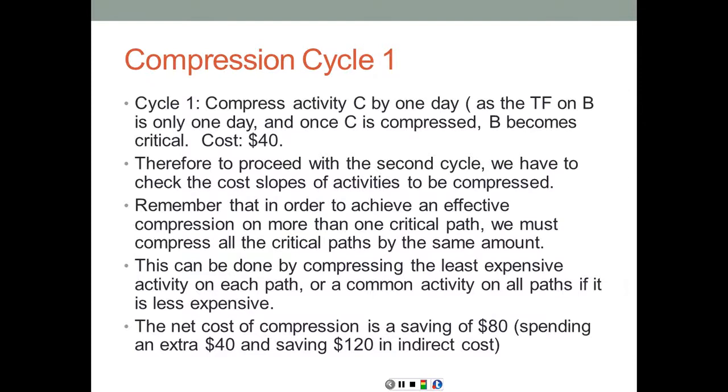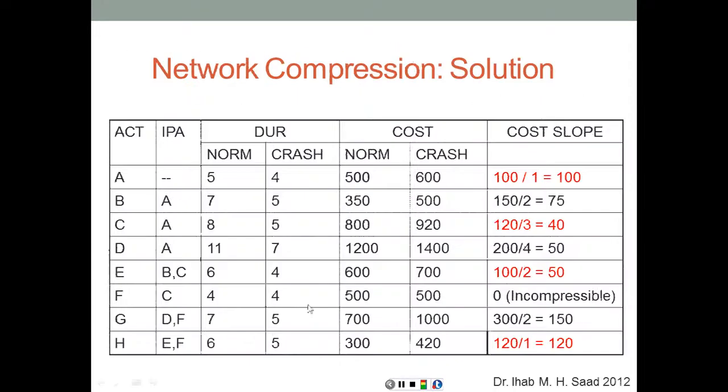So cycle 1 is going to be to compress activity C by 1 day. As the total float on B is only 1 day, once C is compressed, B becomes critical. The cost of compression in this case, based on the table, is going to be $40. So if I tell you right now that to compress the project by 1 day, by compressing activity C, you're going to incur an extra cost of $40 for the compression, which is the cost slope of C, and you're going to save $120. So the net is going to be savings of $80. That's definitely a good situation. So right now we are still moving on the right side of the curve. As we compress, the total cost goes down.